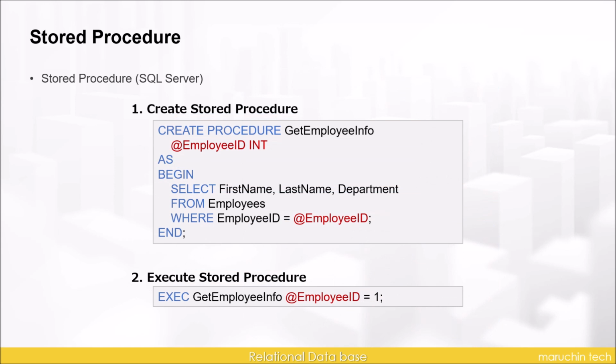And here is an example query to create a stored procedure. This stored procedure is named getEmployeeInfo. It retrieves the first name, last name, and the department of the employee with the specified employee ID. The stored procedure takes the parameter @employeeID and queries the corresponding employee information. When executing the stored procedure, you can specify the parameter as shown in this command. A stored procedure is similar to a function in programming.